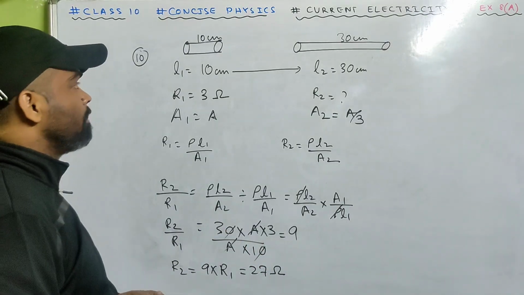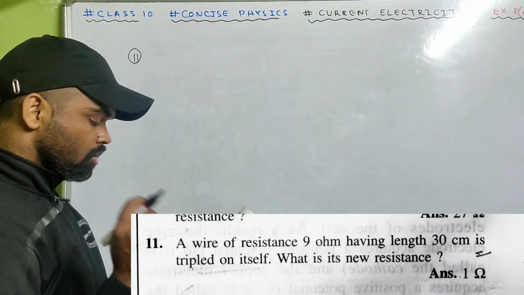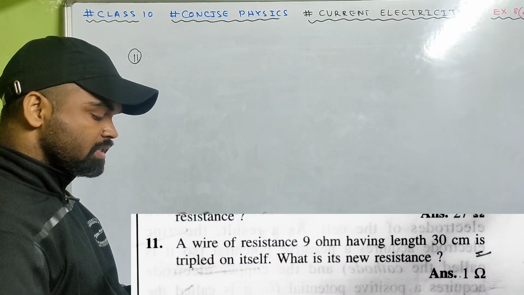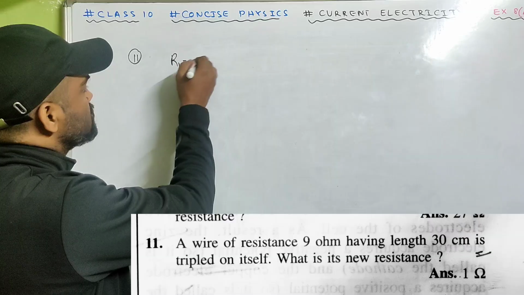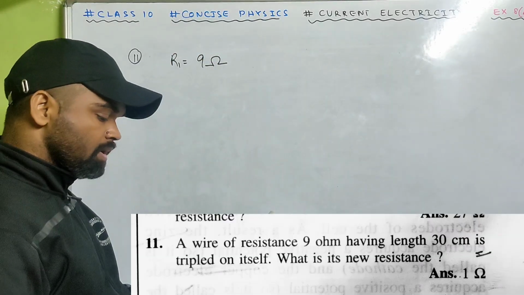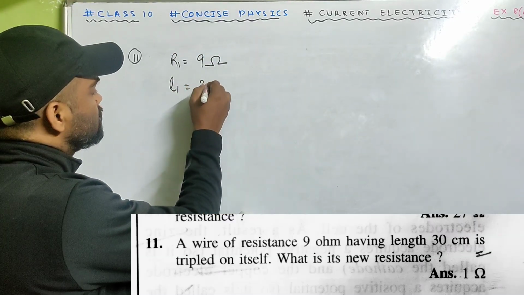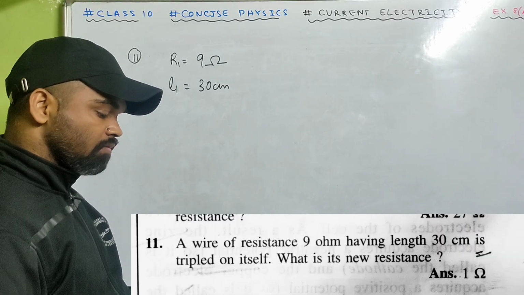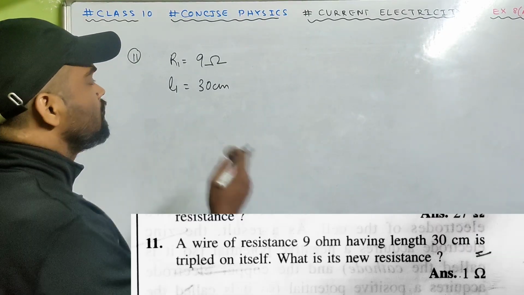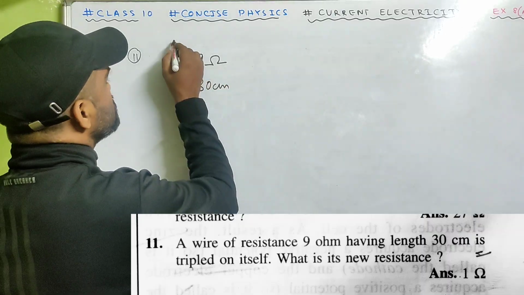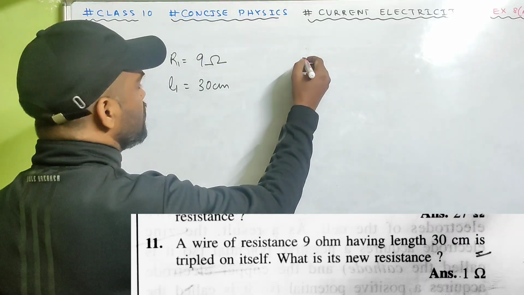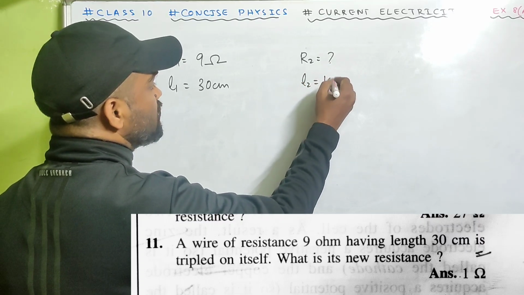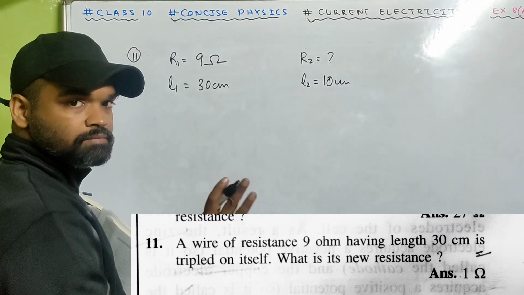Now let us look at number 11. Now look at number 11. A wire of resistance 9 ohm having length 30 centimeter is tripled on itself. What is the new resistance? Tripled on itself, which means the new length, try to understand, tripled on itself means the new length is 10 centimeter.